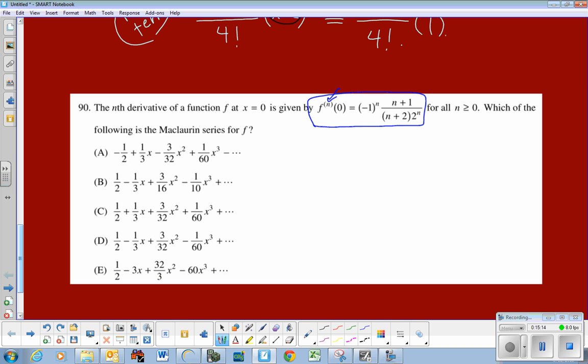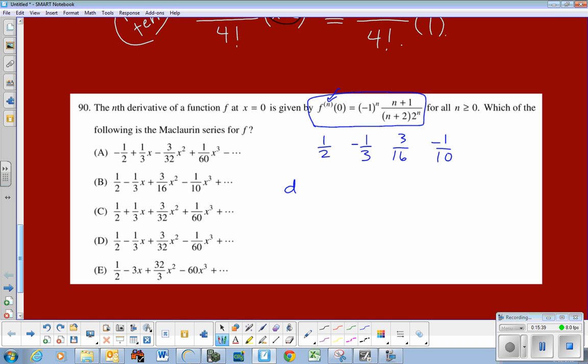If I plug in 0, I get 1/2. If I plug in 1, I get negative 1/3. If I plug in 2, I get 3/16. And if I plug in 3, I get negative 1/10. All right, so make sure you get those if you sub in 0, 1, 2, and 3. I just don't want to take too much time on this video. Now, those are my derivatives.